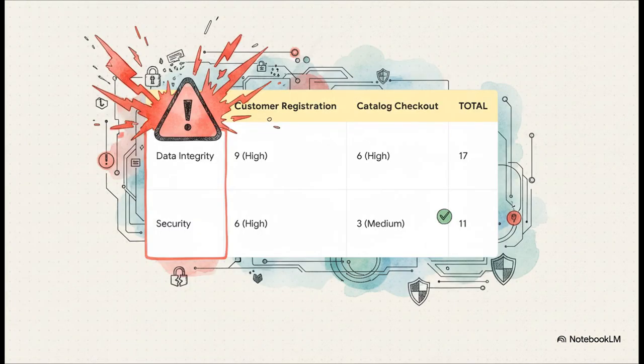A table like this immediately makes the problems jump right out at you. I mean, look at that top left cell. Data integrity for customer registration has a score of 9. That's a code red alert. It's high impact and high likelihood.